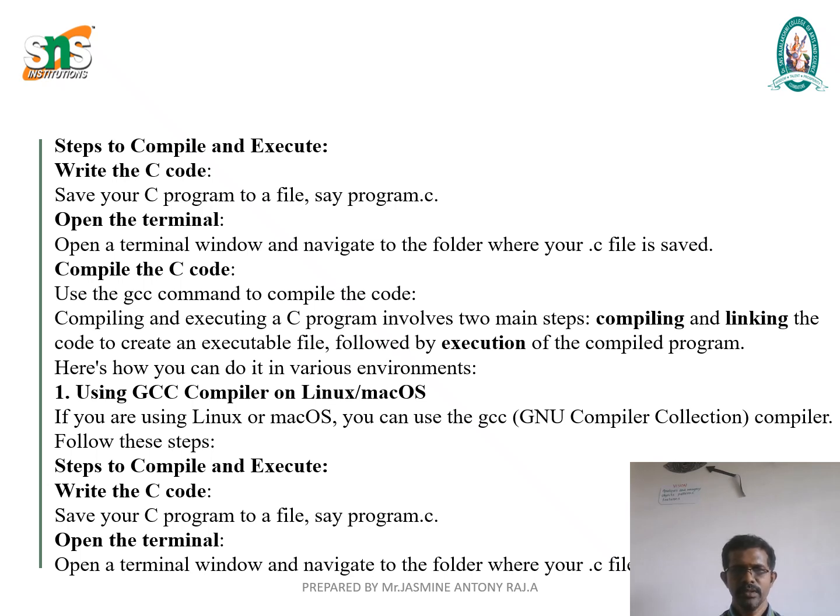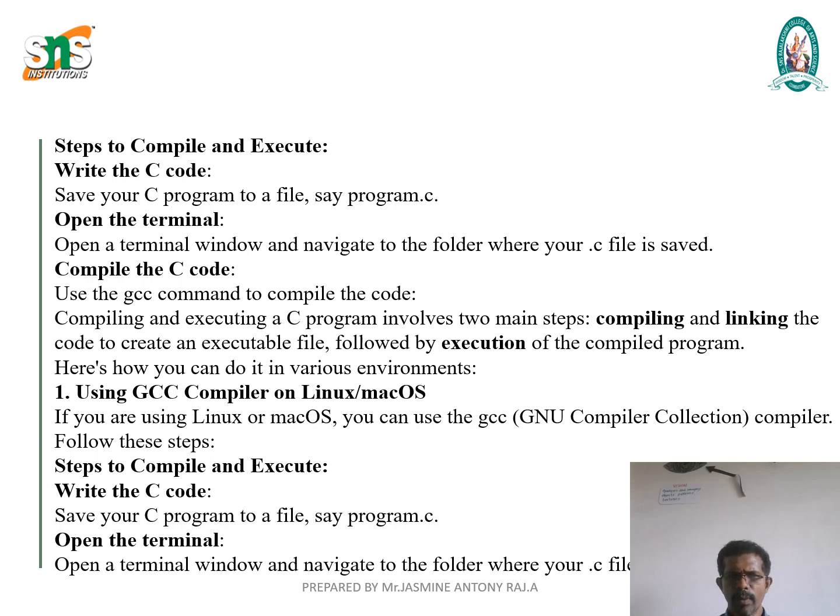Okay, first step, write the C code. As a simple procedure, first we need to type the programming commands in C. After entering the code, you need to save the C program to a file, say example program.c. After saving, you need to save the file with the extension .c. As we are using C programming, the extension is .c.